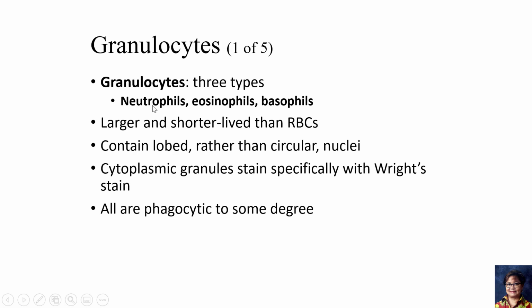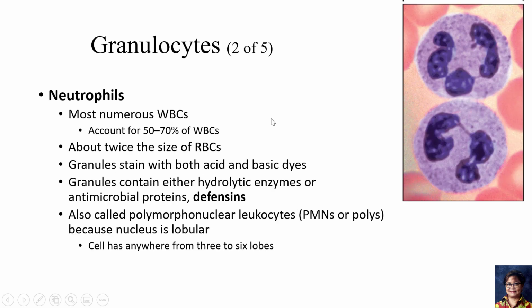And the granulars will be neutrophil, eosinophil, and basophil. The granular leukocytes are larger than the agranular. They are shorter lived than the red blood cells. They contain lobed nuclei rather than circular. The cytoplasmic granules stain specifically with Wright stain, and all of them, up to a certain degree, are phagocytic. So your neutrophil is right there. Picture of the neutrophil is right there, although this picture here is me, and that's not a neutrophil.